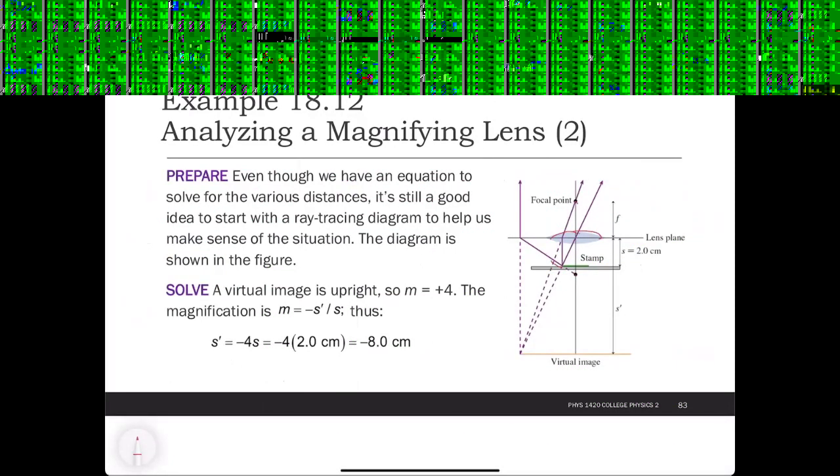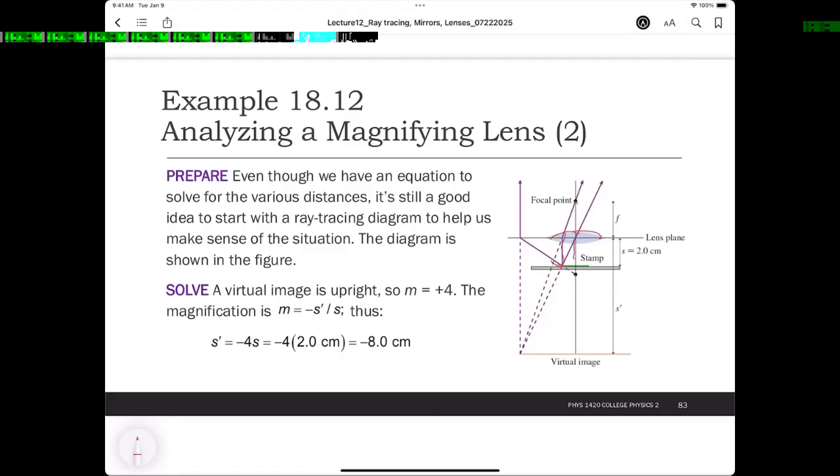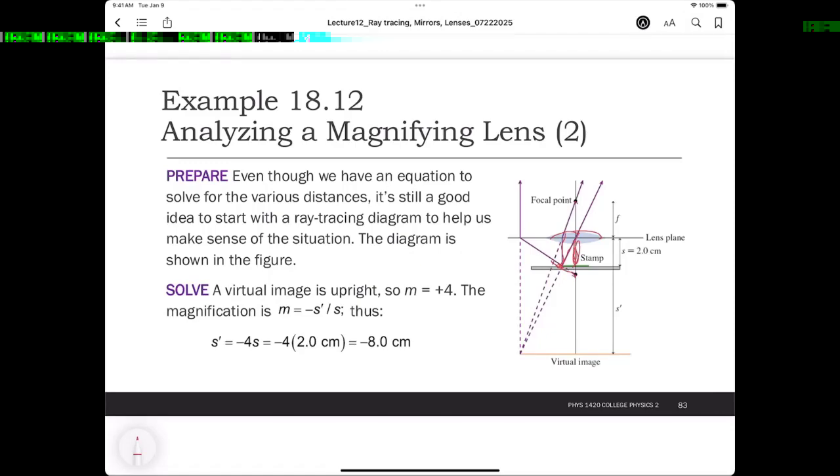This is the lens, and these are three different rays. This one is parallel to the optical axis, this one goes through the center, and this one goes from the focal point and then parallel. Those three extensions meet at this point.